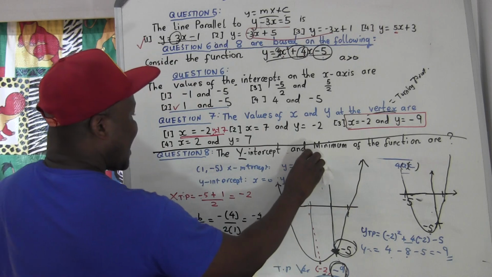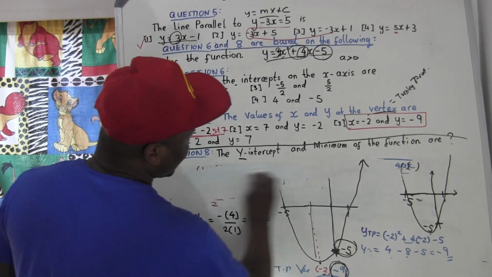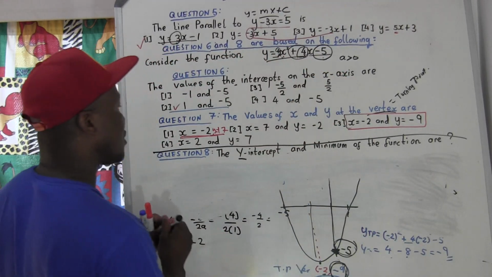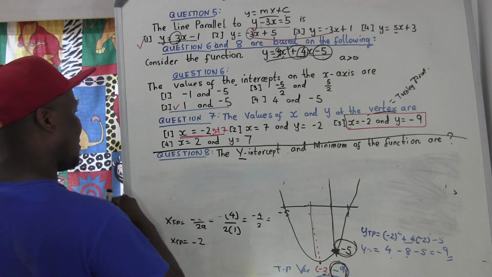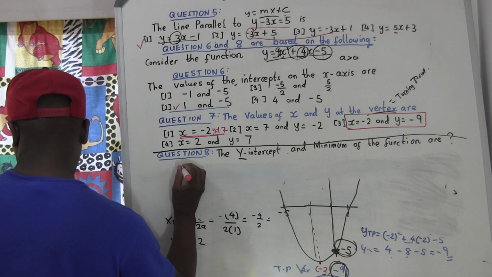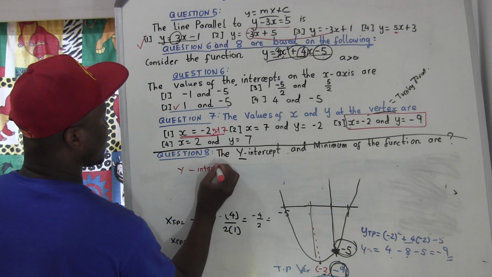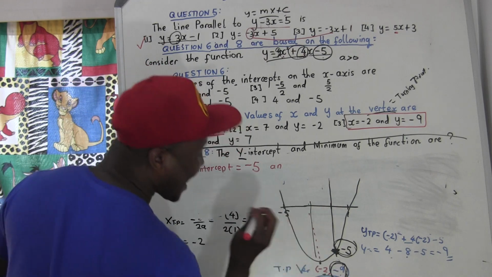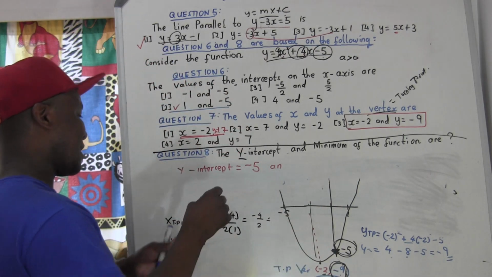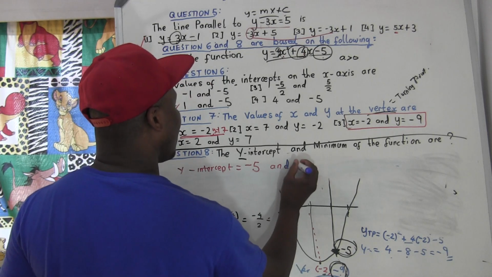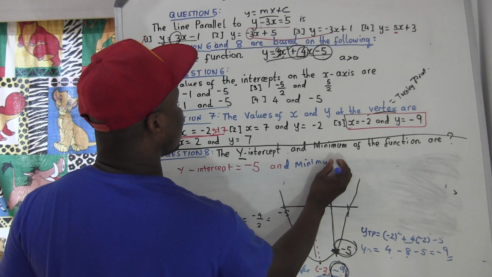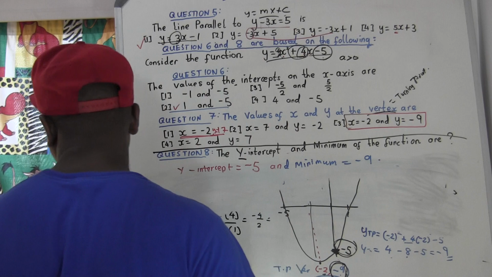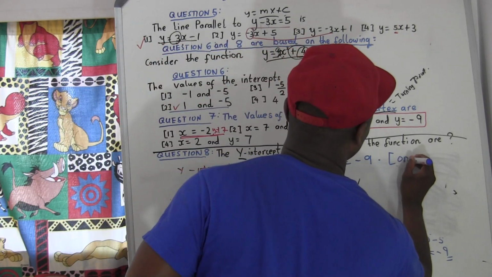Okay, let's erase and write that down. So we're going to say here, y-intercept, let me use a red pen, y-intercept equal to negative 5, and minimum: take this value of y alone at the vertex. I take only the value of y. The minimum value equals negative 9. So if you go to your option, it's going to be option 4 for the people who have this paper, option 4.